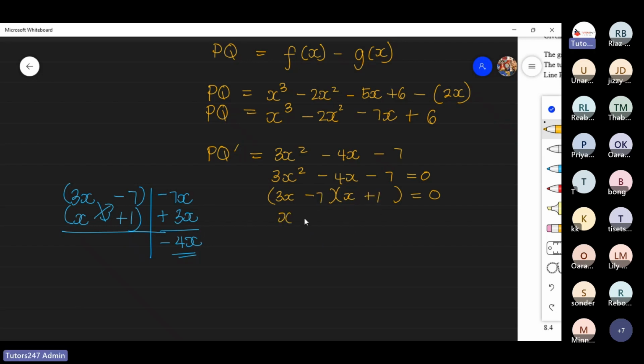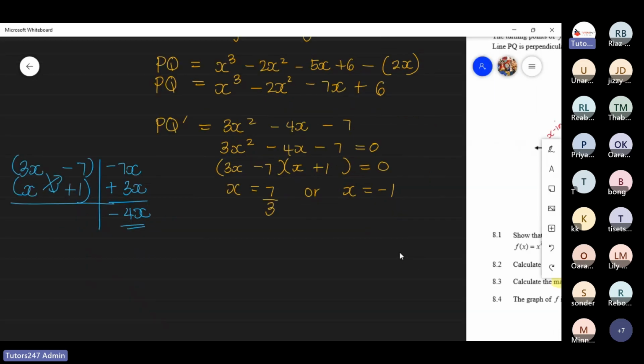From here, x will be equal to 7 over 3. And x will be equal to -1. So we have two x values. Keep in mind that we need to find the maximum. The maximum is the one that has the bigger y value. So which one is going to give us the maximum?